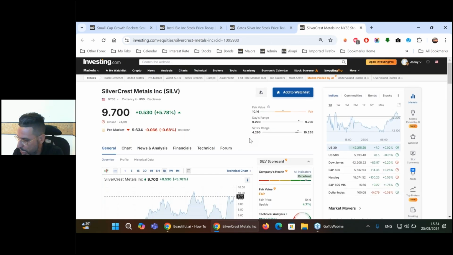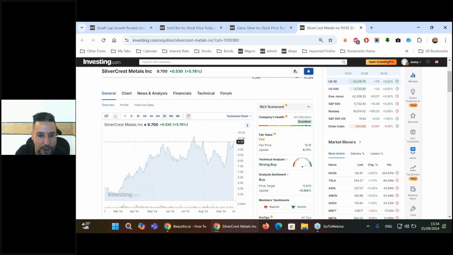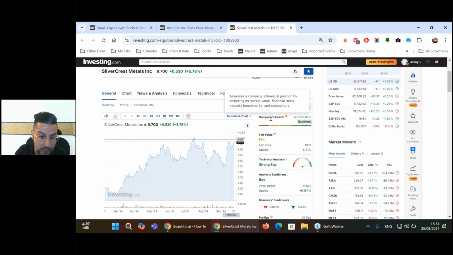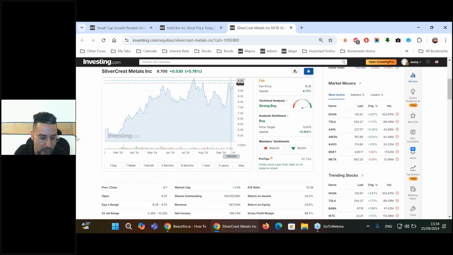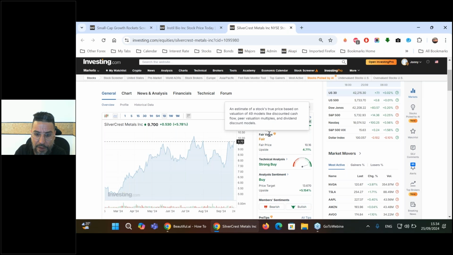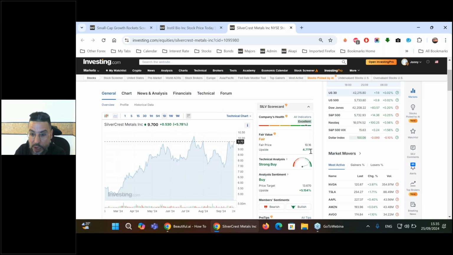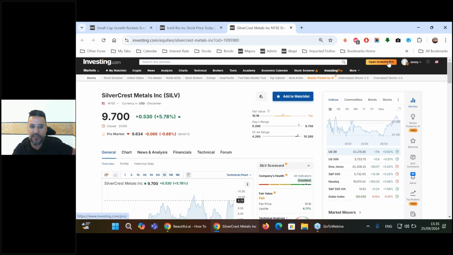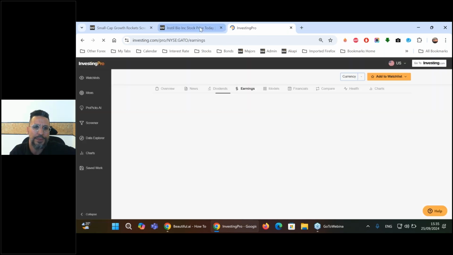Silvercrest Metals, another name which popped up on the small cap growth rockets screener. As you can see, similar to Gatos, this one actually trades under $10. So, relatively cheap, with a market cap of $1.4 billion. The technical analysis looks like a strong buy. Analysts have it with a buy rating. The Investing Pro fair value actually has it slightly undervalued. Let me pop this up with Investing Pro.